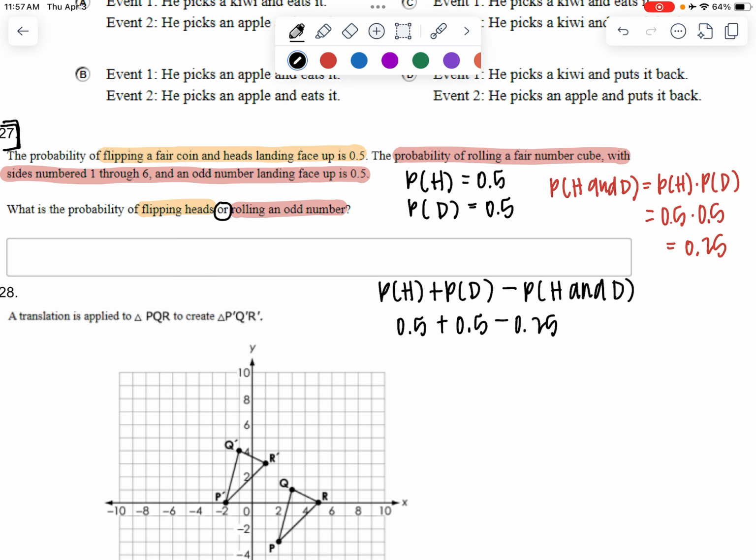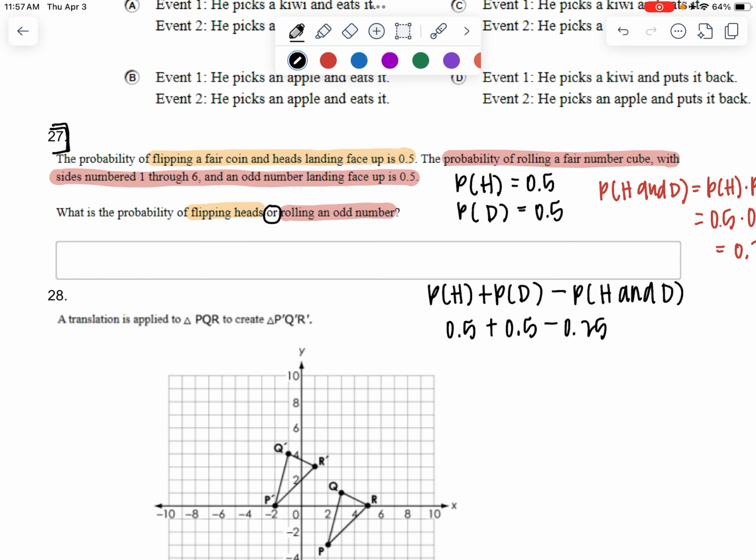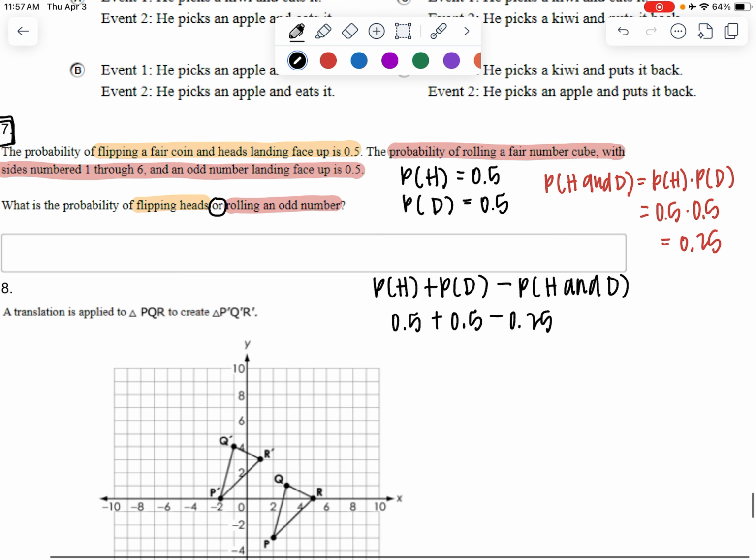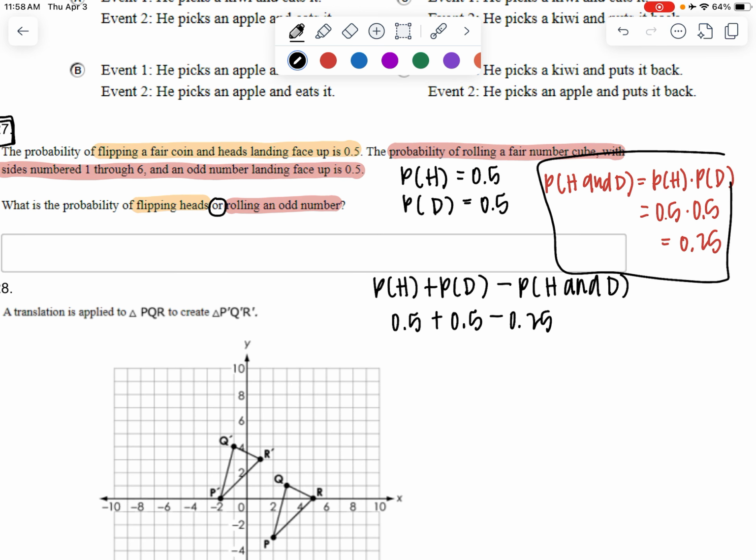So 27 is quite different than a lot of the problems that we did for probability because you have to actually figure this out after the fact. It's not given to you.